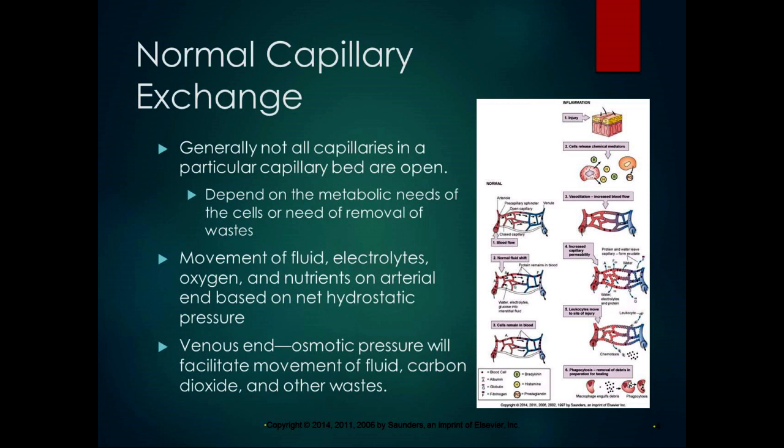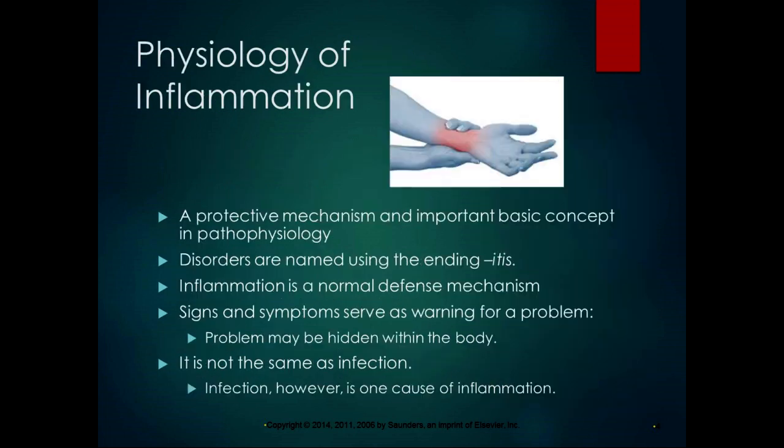So hydrostatic pressure is a pushing pressure. We talked about this in the fluid chapter. Osmotic pressure is a pulling pressure. So on the arterial end, it's pushing. At the venous end, osmotic pressure facilitates movement of fluid, carbon dioxide, and other waste. So that's the pulling pressure. So the arterial end pushes the oxygen and nutrients and fluid and electrolytes into the capillary beds, and the venous end sucks it out by osmotic pressure. Okay, hopefully that's perfectly clear.